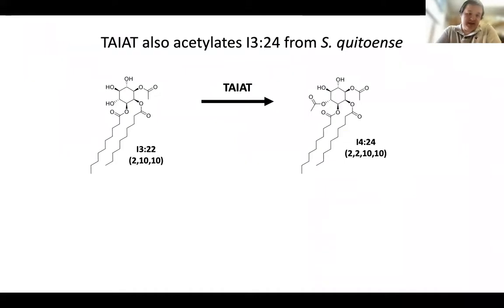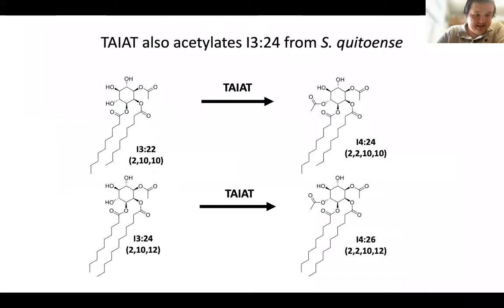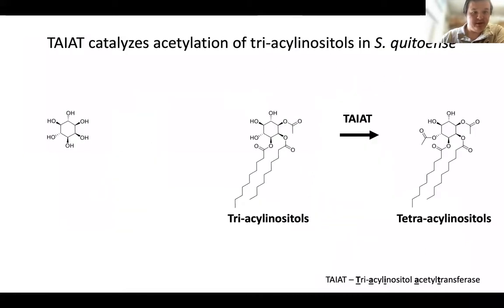We also found that in addition to acetylating I322, the enzyme was able to acetylate I324, the other major triacyl inositol that I mentioned. So for all of the triacyl inositols, this enzyme seems to be at least able to do that activity, but we think that it is the primary enzyme doing that.